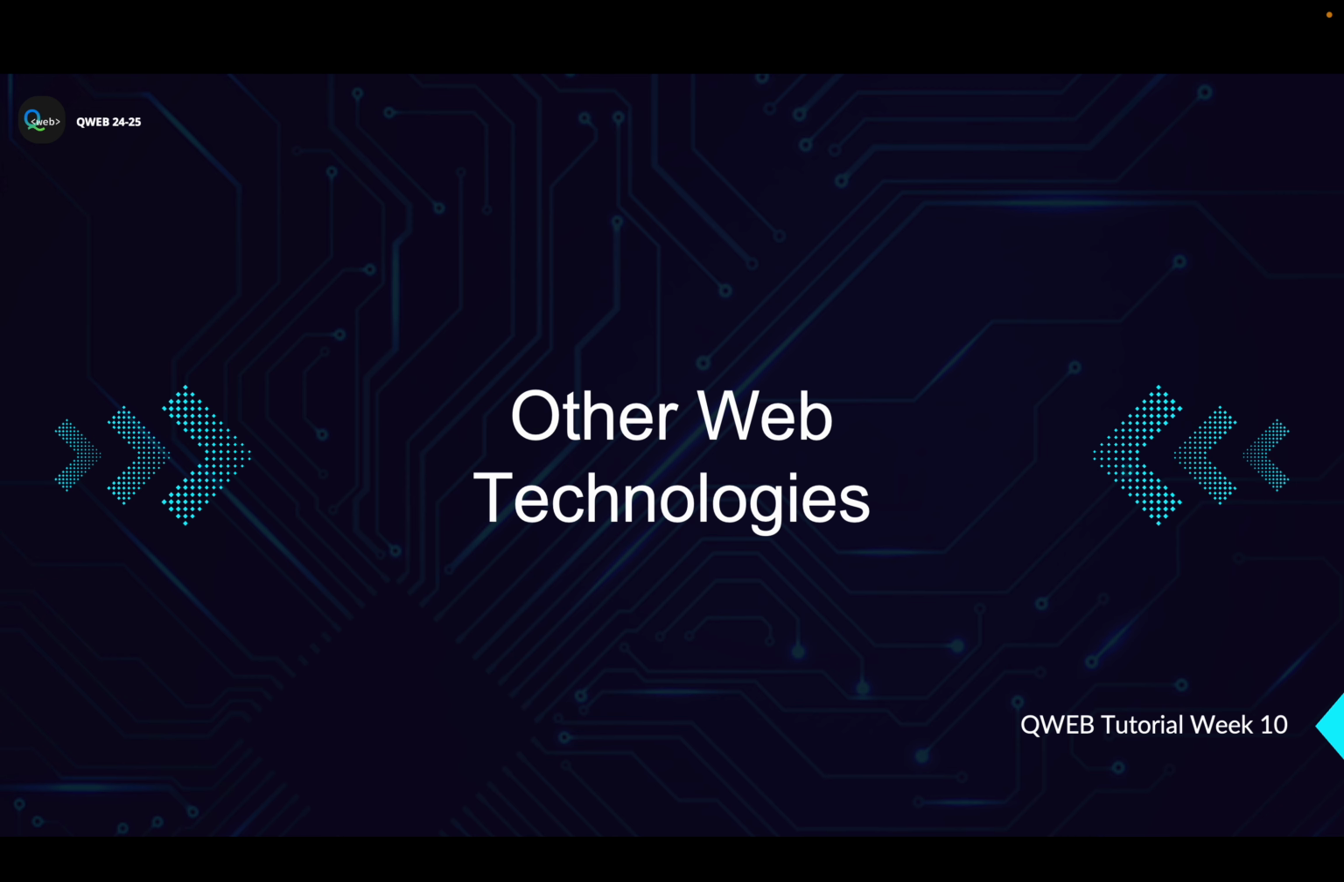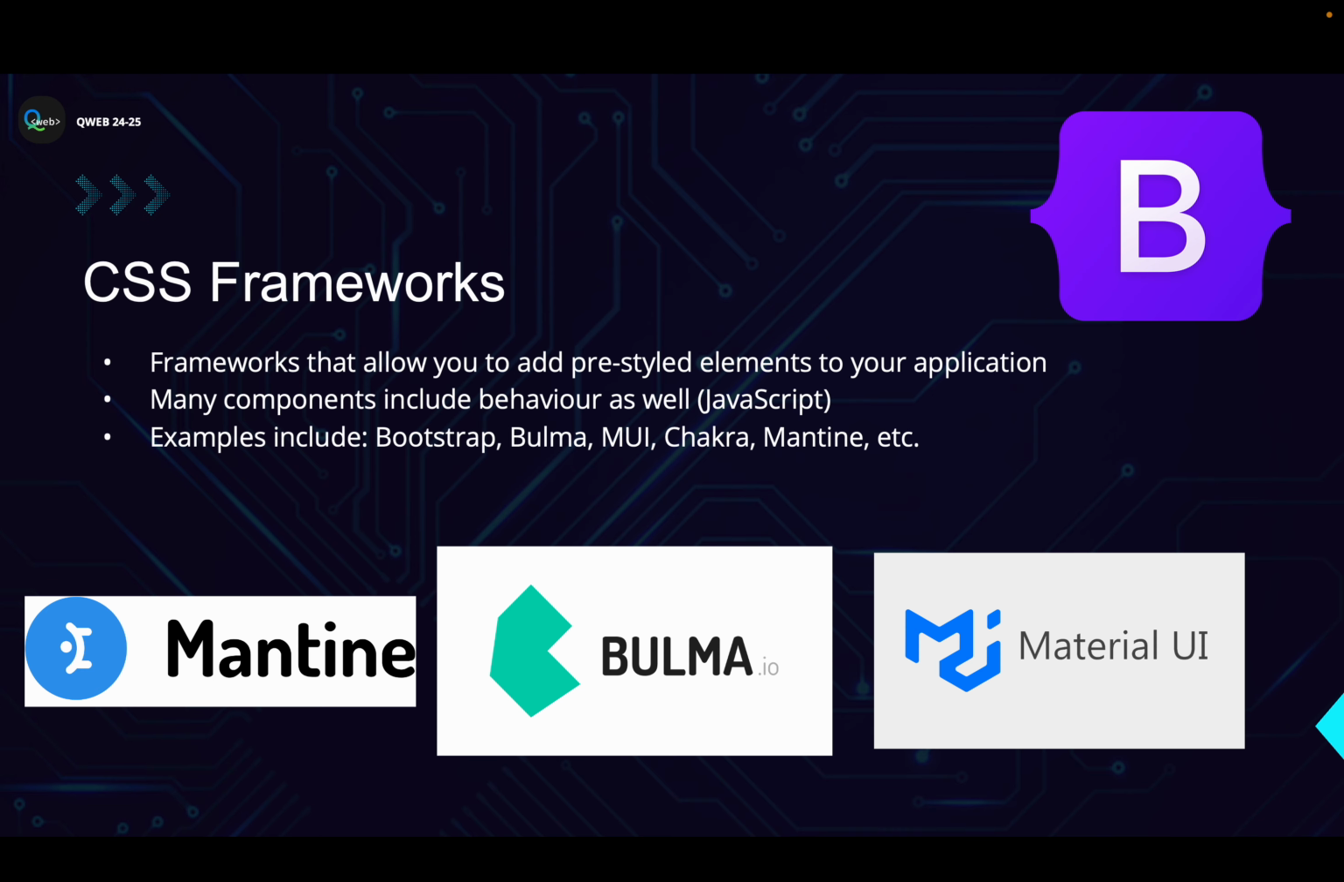This week we're going to be learning about other web technologies that we haven't covered in the past 9 weeks. Let's just dive right in. So the first category of technologies is CSS frameworks. CSS frameworks are essentially a tool that allows you to write CSS without writing raw CSS files.